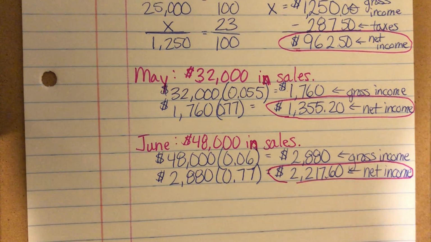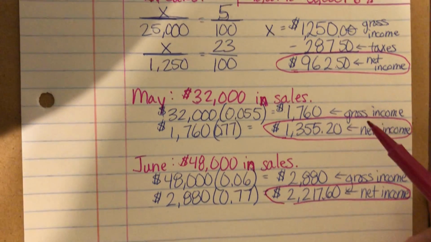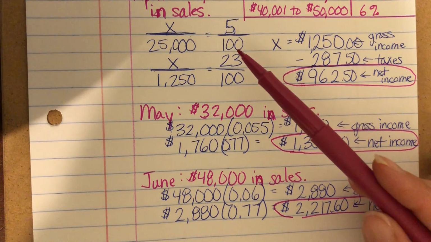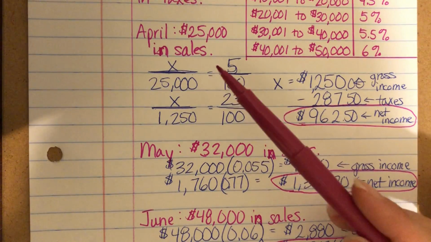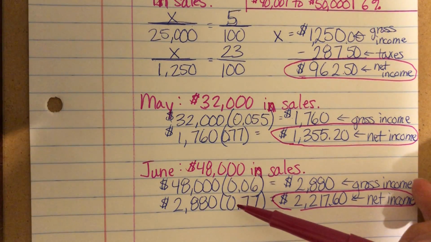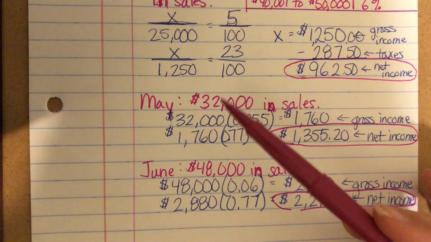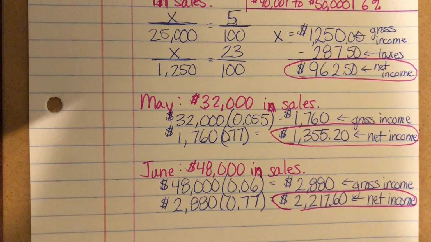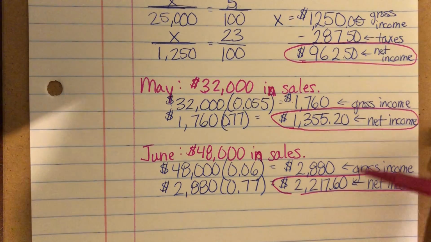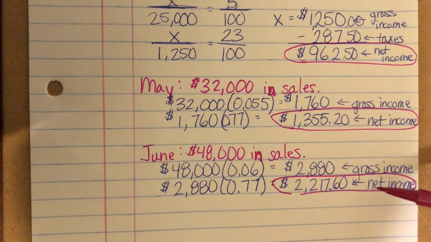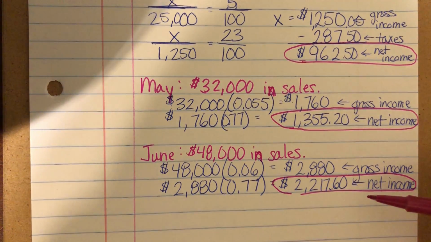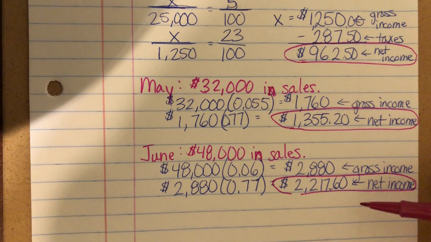So I want to point something out here. She didn't even quite double, because here she was making $25,000 up here. And here she sold 48,000. She didn't even double her sales, but she more than doubled her net income here because of that rate improving the more that she sells.